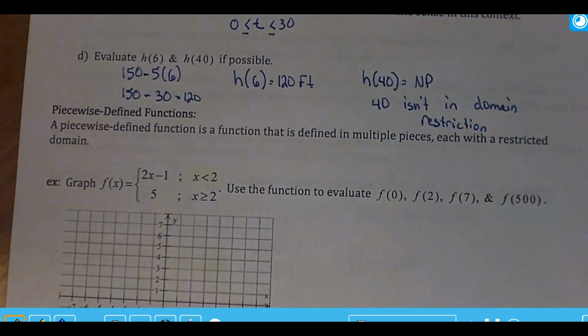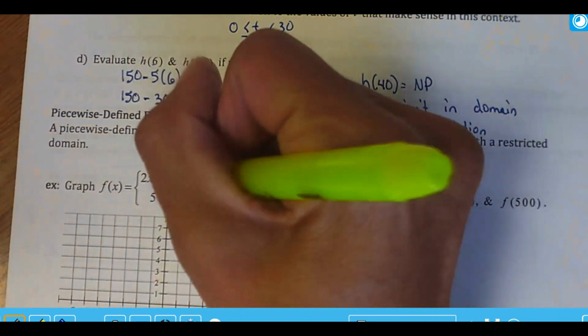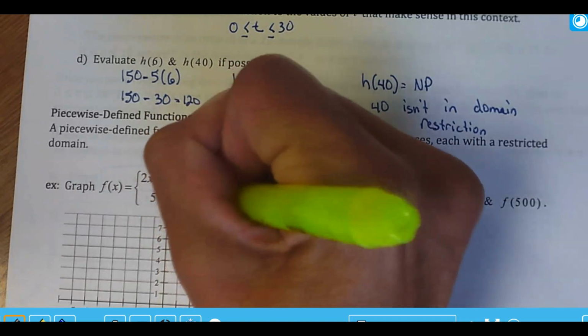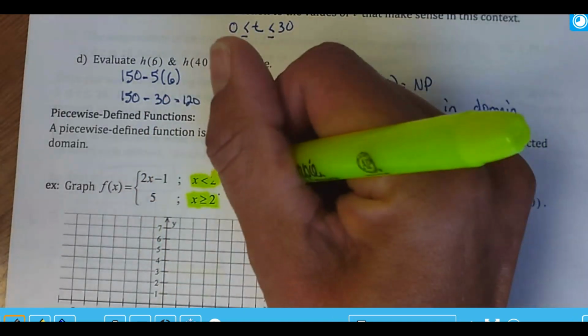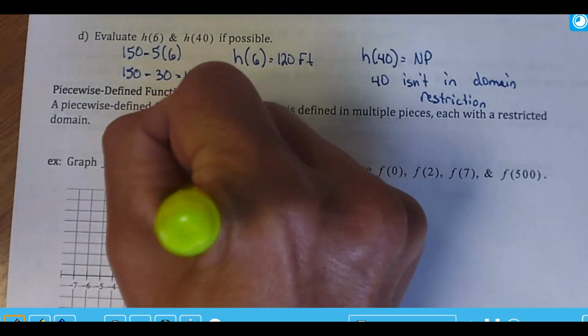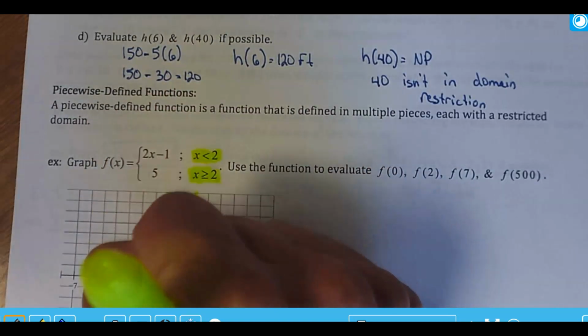What I like to do first is look over here to the right of the semicolon and look at my boundary, my domain restrictions. For one of them, x should be less than 2, and for the other one, x should be greater than 2. So the first thing, I'm going to frame out my 2.